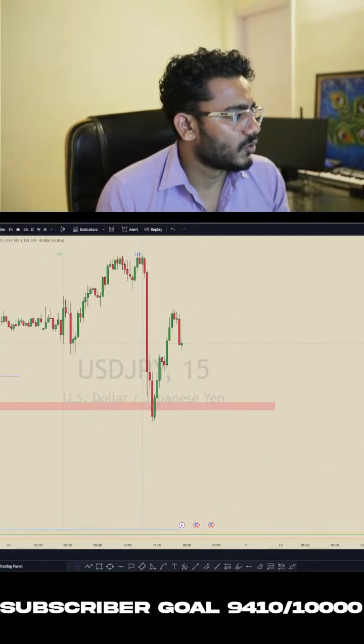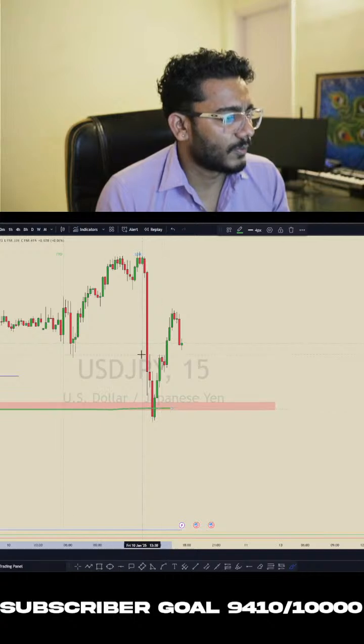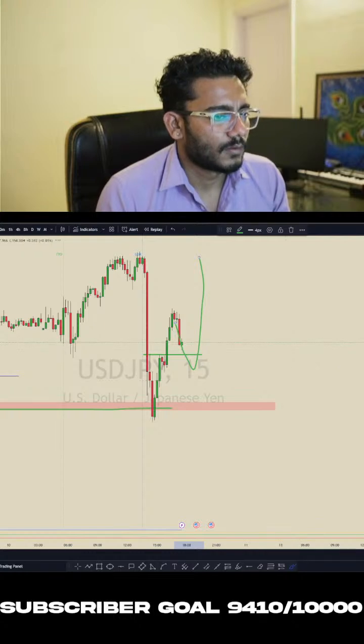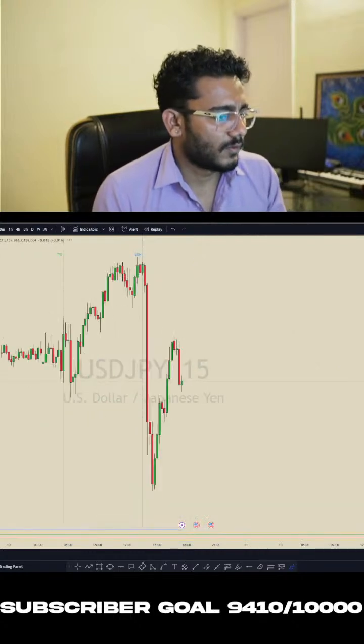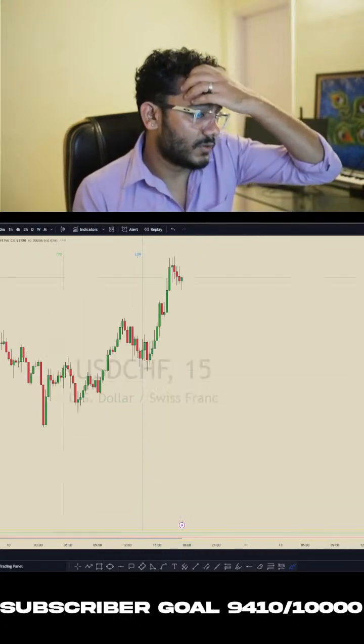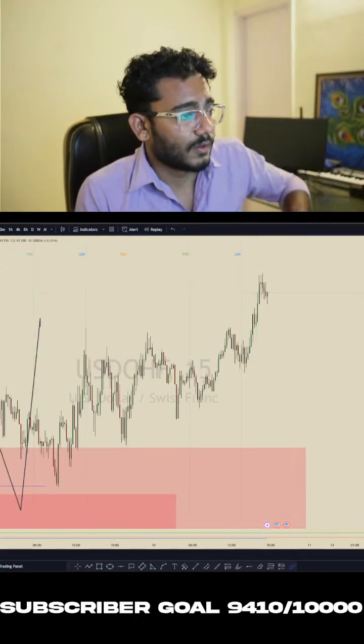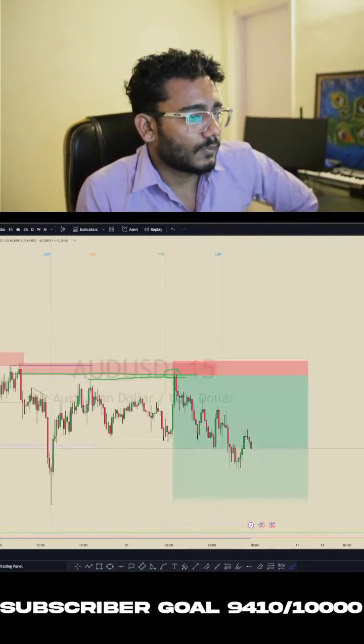So on USD JPY, price can already have mitigated this order block, so it can tap this zone and then it can continue to the upside. Similarly on USD CHF, we can also see price is going to the upside. AUD USD.